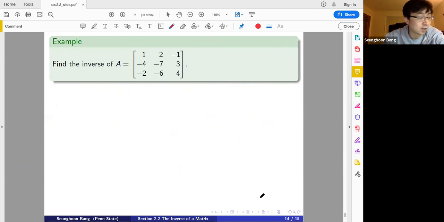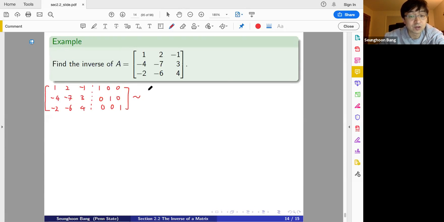Find the inverse of A, like this. How can you find it? You can change this one to this similar form. So we have A, which is 1, 2, minus 1, negative 4, negative 7, 3, negative 2, negative 6, 4. We can write the identity matrix 1, 0, 0, 0, 1, 0, 0, 0, 1.